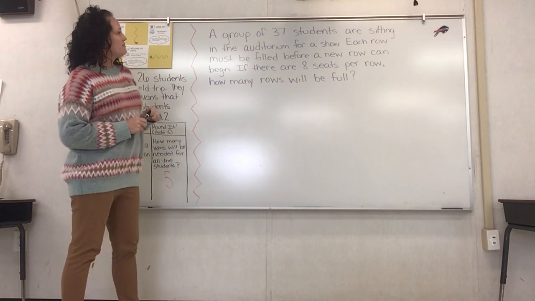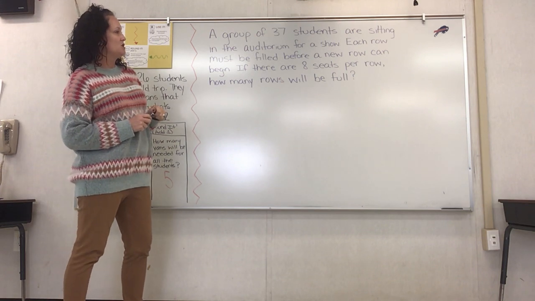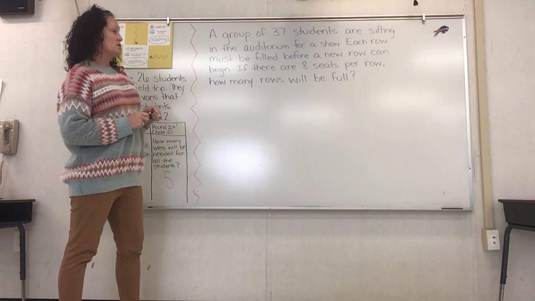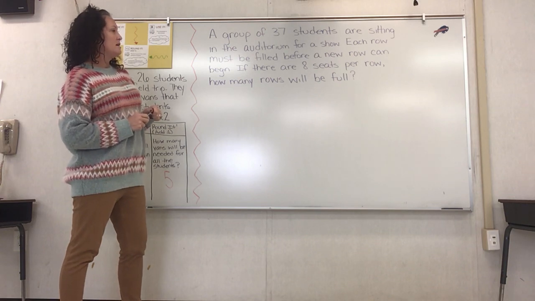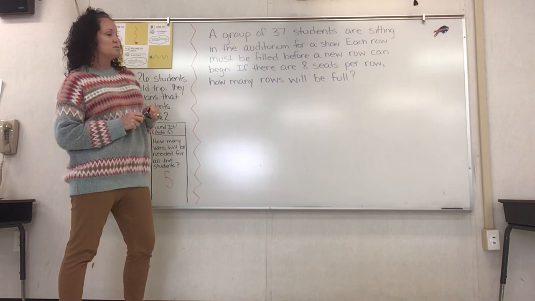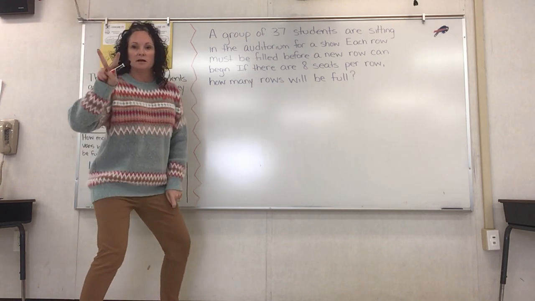A group of 37 students are sitting in the auditorium for a show. Each row must be filled before a new row can begin. If there are eight seats per row, how many rows will be full? Okay, read it once, gotta read twice.